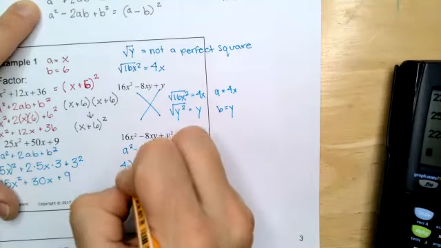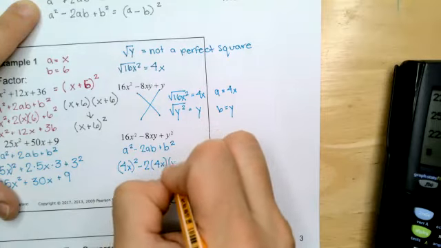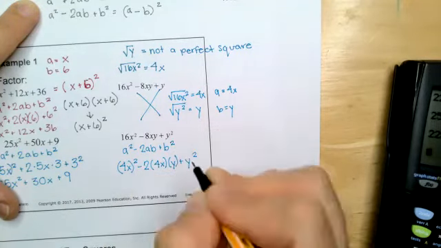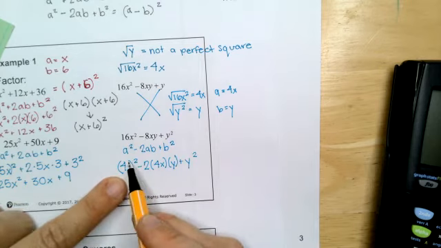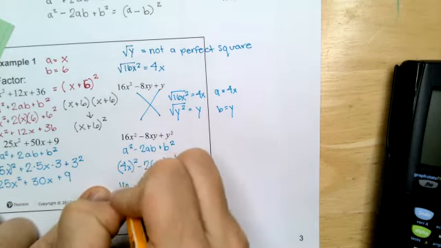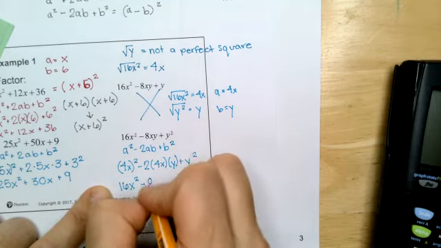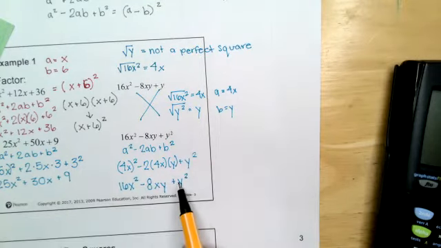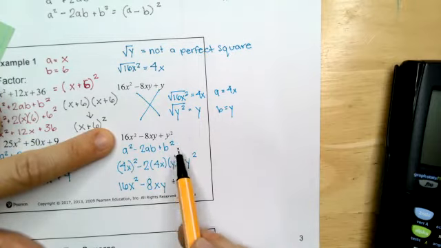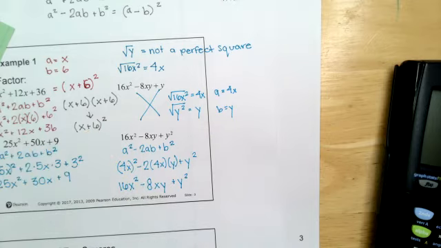So we have (4x), remember to keep it in parentheses, squared minus 2 times 4x times y plus y squared. That one's not in parentheses because it's only one term. So it doesn't really matter if it's in parentheses or not. Here we have to distribute that squared. So 4 squared is 16x squared. 2 times 4 is 8. Y squared is just y squared. So it looks like a squared minus 2ab plus b squared is 16x squared minus 8xy plus y squared.